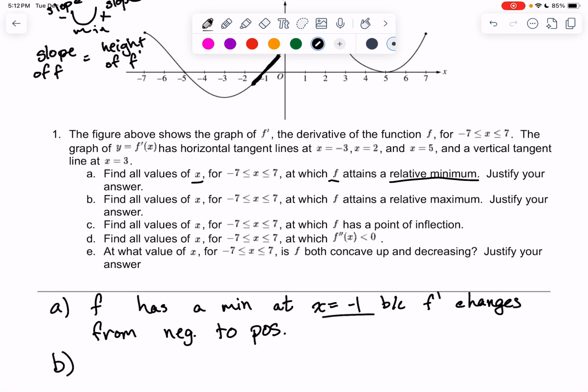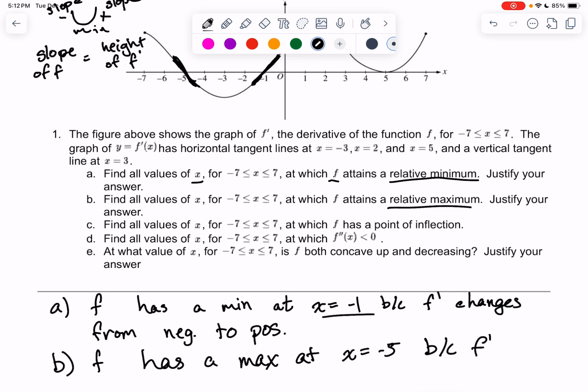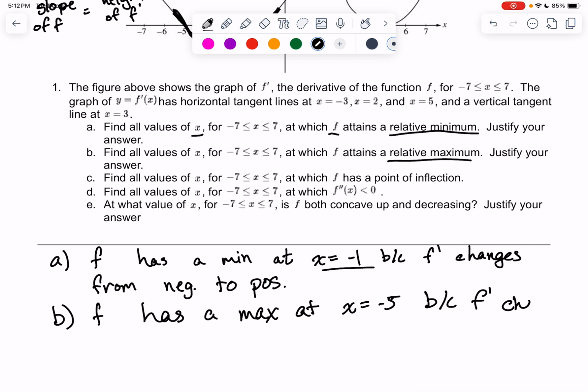All right, now let's look at part B. For part B, it's the same kind of question, except now we're looking for relative max. A relative max is very similar, except kind of inverted. It's changing from positive to negative, and that happens here at x equals -5 and nowhere else. So we'd say f has a relative max at x equals -5 because f prime changes from positive to negative.